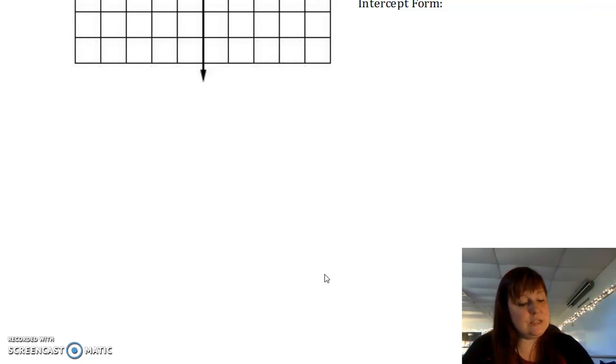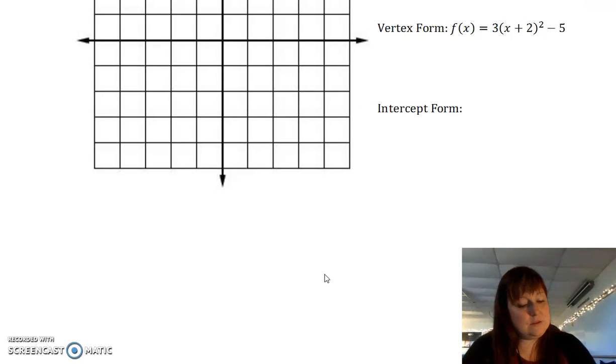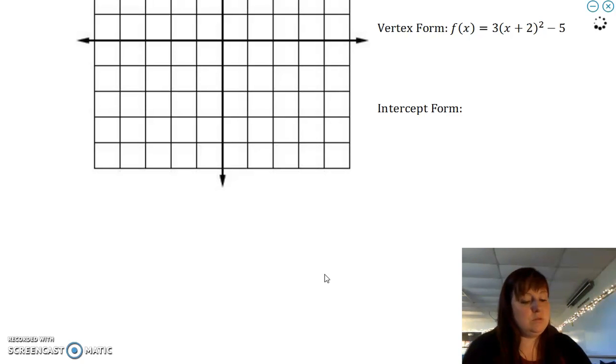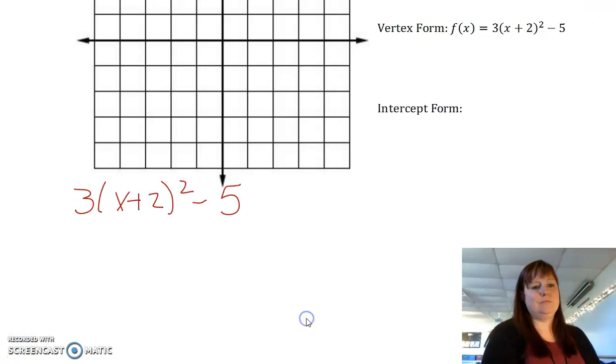I'm going to do it down here because I didn't leave myself quite enough room. So I have 3 times x plus 2 squared minus 5. It'll take a second to load. Our internet is super slow today. Sorry about that. It's just thinking. Maybe it will get there. Oh man, it says disconnected. Let me fix this. All right, I got it working.